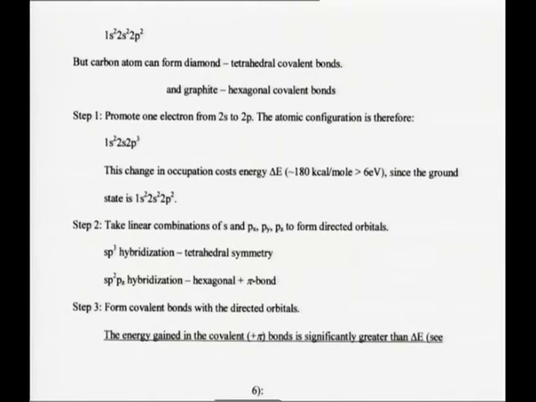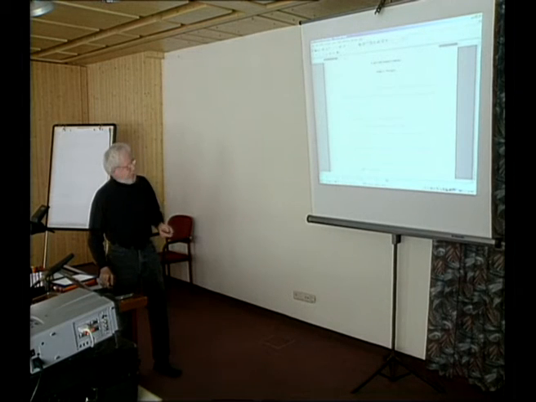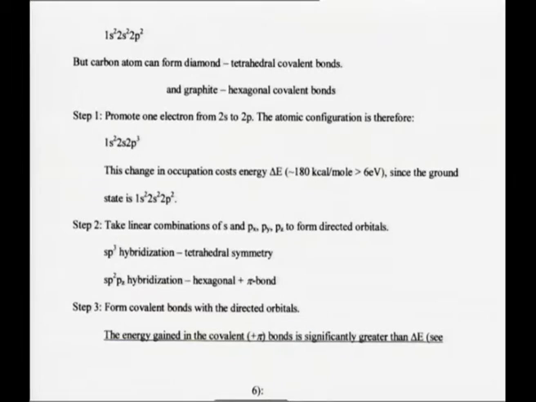And this costs energy, right? Because this orbital is higher energy than the s orbital. It costs about 6 electron volts. However, you gain that energy back, clearly, and more by forming the covalent bond.